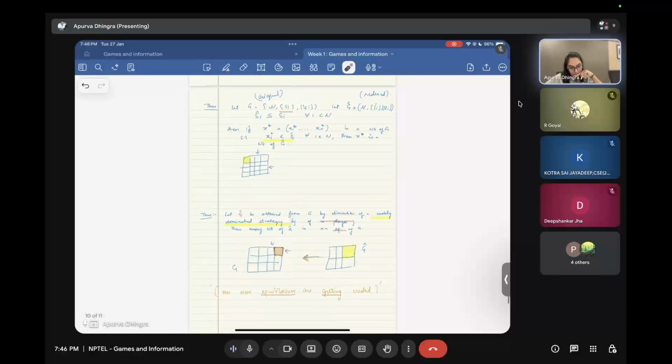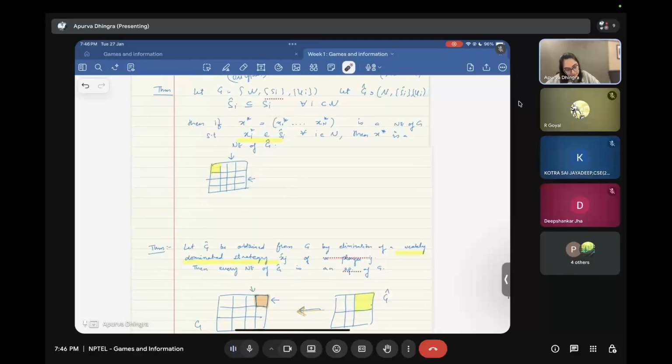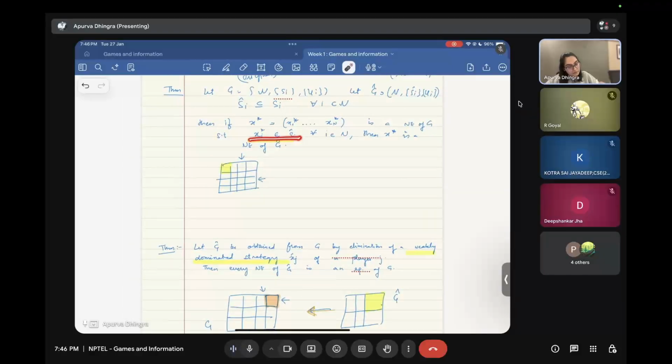Okay, so this is a general theorem, this last one, which is just saying if the profile is present in the reduced version, which is the equilibria in the original one, that same thing would become an equilibria in the current one also. And we already saw that happen no matter which way of eliminating we choose, whether it was weakly dominated or strictly dominated. We saw that happen in both the cases.